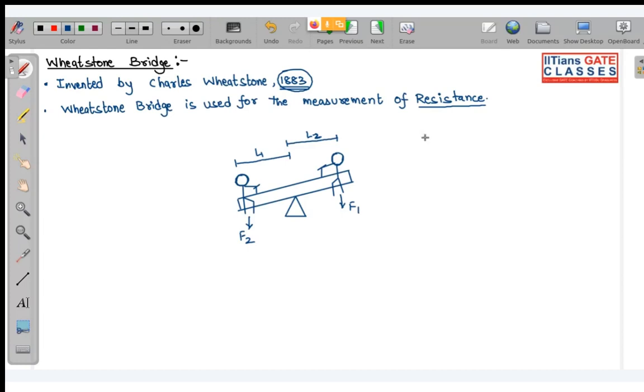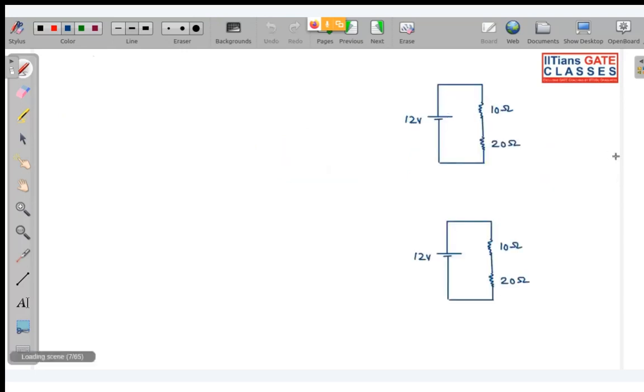Very good. Torque. So we are going to balance torque. Torque over here will be force F2 times L2, where this is L2 and this is L1. When F2 L2 is equal to F1 L1, we will get the balance condition. Very good, Sunny. So this was actually the motivation for the Wheatstone bridge.